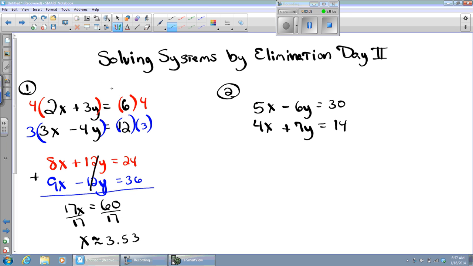Okay, so now to figure out y, I can pick any of the four equations.